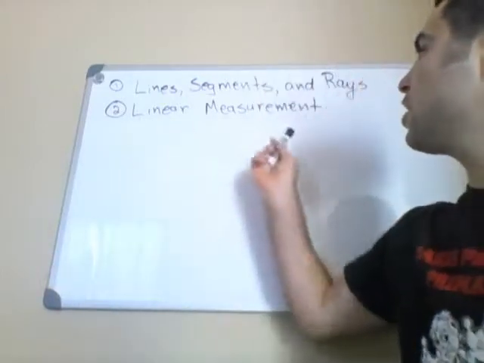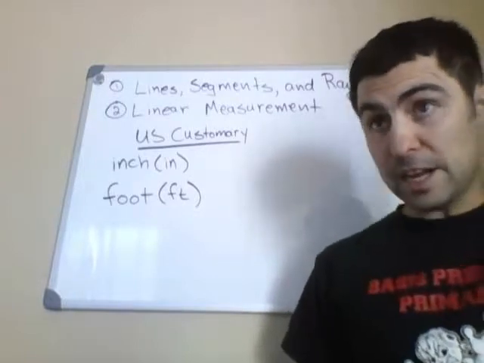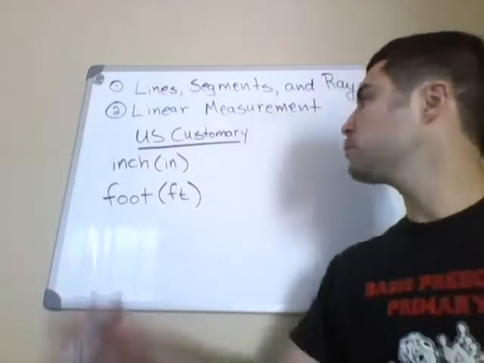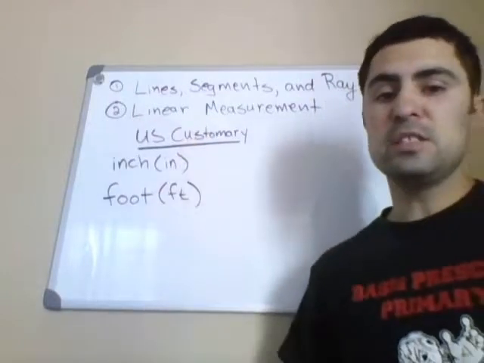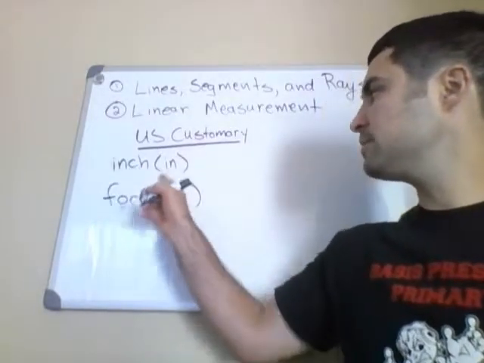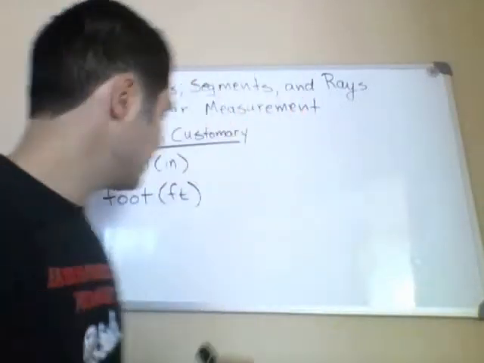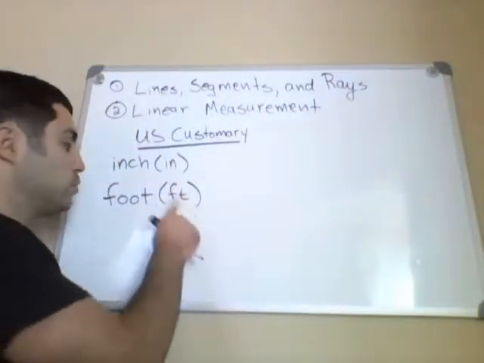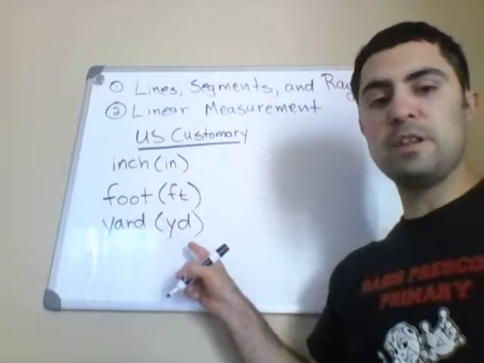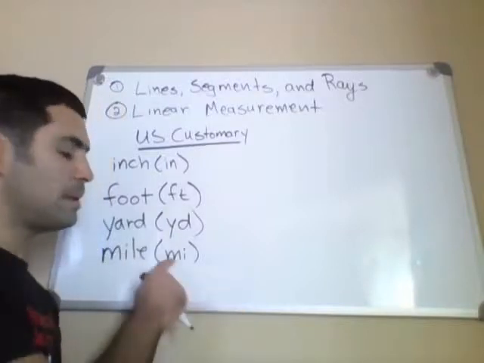And now we're going to talk about linear measurement. So let's talk about measuring lines and segments and rays. There's two different systems that we're going to talk about. The first system is U.S. customary. Some of the units of measurement in the U.S. customary system are the inch, represented by IN as an abbreviation, and foot, which is represented by FT, yard, which is represented by YD, and mile, which is represented by MI.